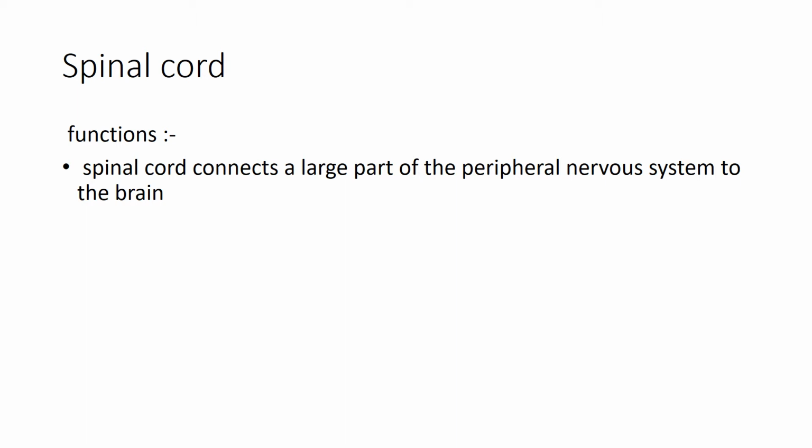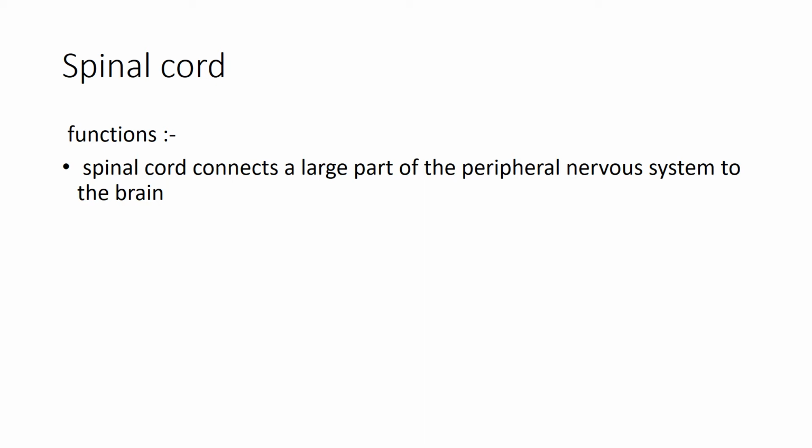I told you in my first slide what the peripheral nervous system is. The peripheral nervous system contains so many nerves. All these nerves are connected to the spinal cord, and this spinal cord gets connected to the brain. If any message comes from a nerve, first it has to go to the spinal cord, then it goes to the brain. First it goes to the spinal cord, and through the spinal cord it goes into the brain.